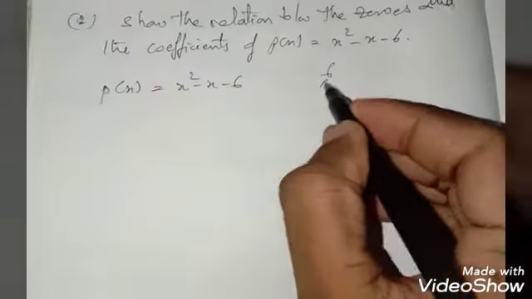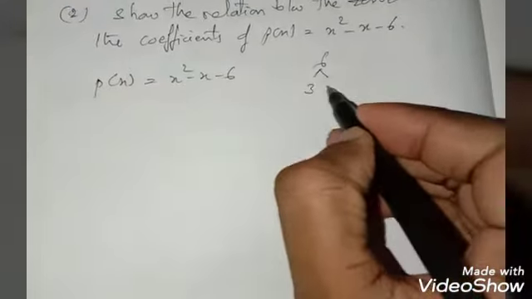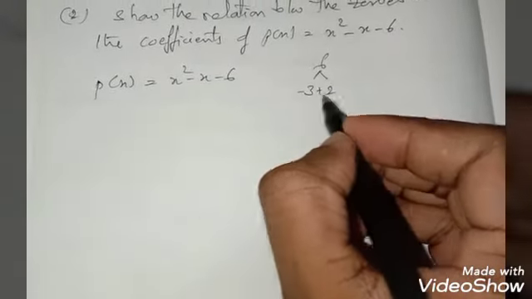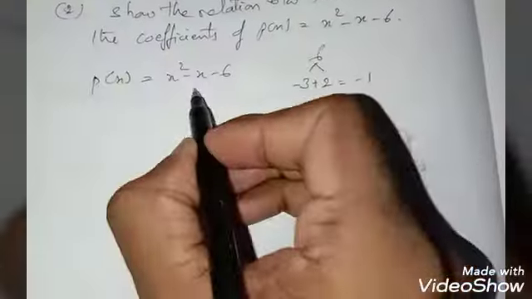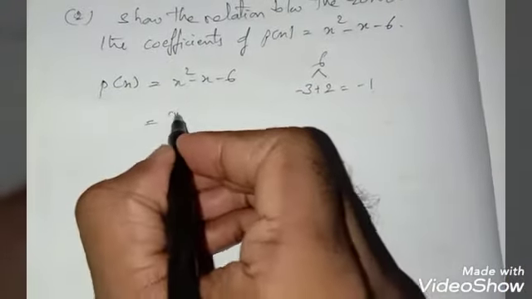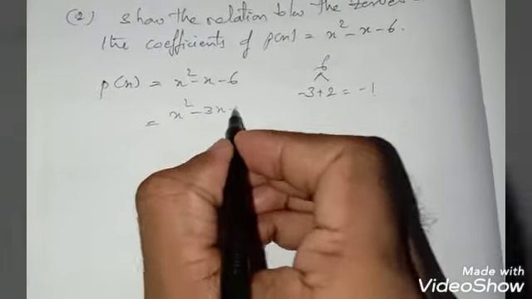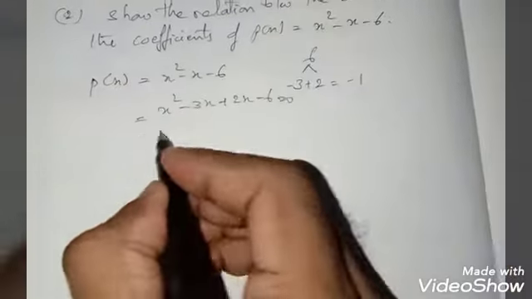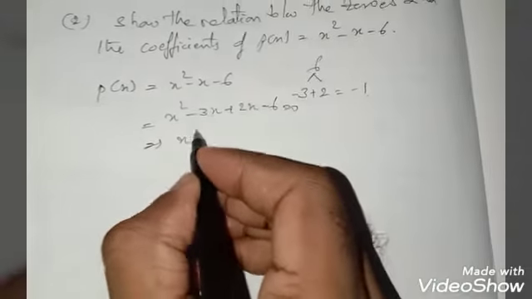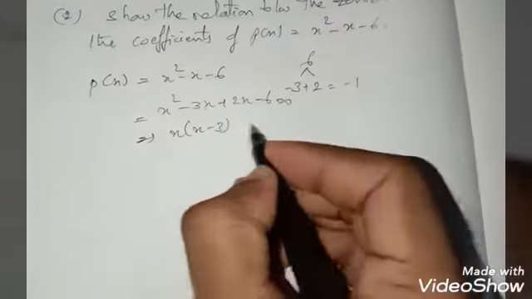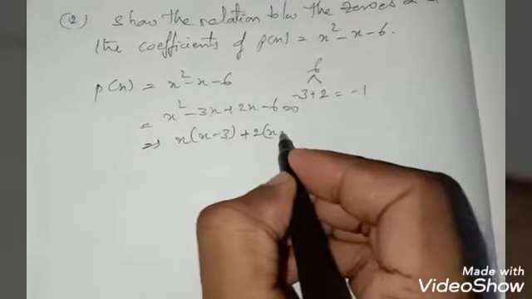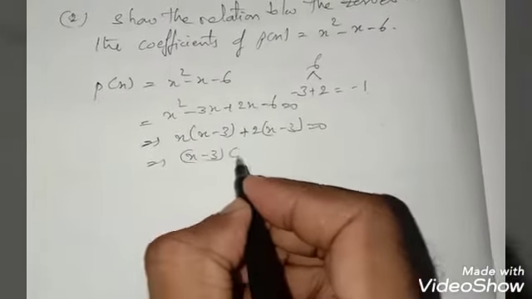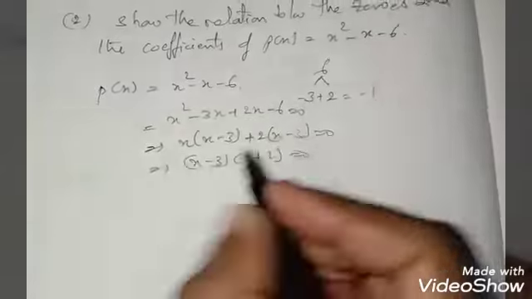Then take the factors. Now here 3 twos are 6. Now if I subtract, minus 3 plus 2 is nothing but minus 1, which satisfies the middle term. So I can write this as x square minus 3x plus 2x minus 6 is equal to 0. So in these two, x is common. So if I remove this x, you will get x minus 3, plus 2 is common here. So I will get x minus 3 into x plus 2 equal to 0.